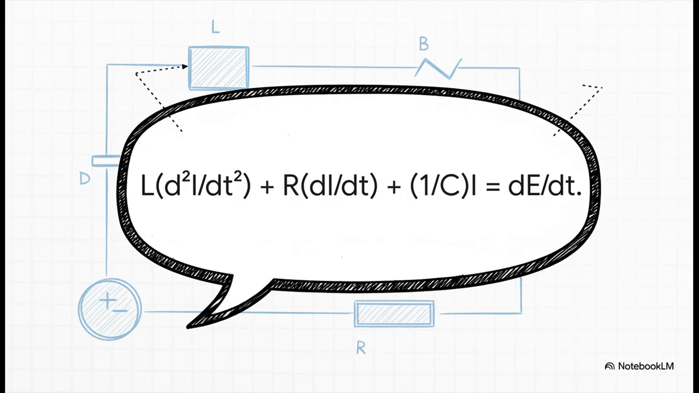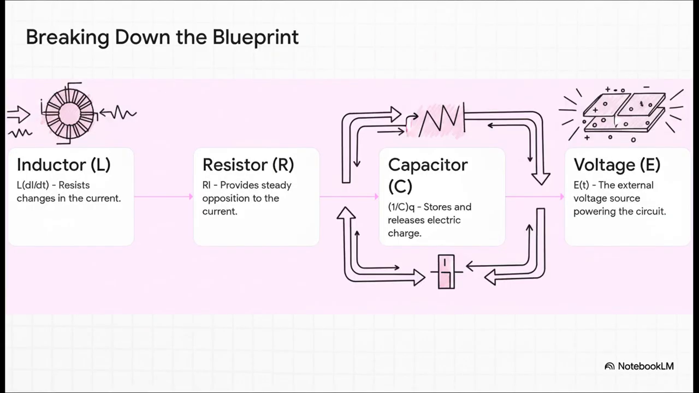Whoa, okay, I know. That looks pretty intimidating, right? But hang on, don't think of it as some scary formula. I want you to see it as a single, powerful sentence written in this language of change. This one line tells the entire story of our circuit. It's the complete blueprint for how that current is going to behave. So let's translate that sentence piece by piece. It's actually pretty cool how it works.